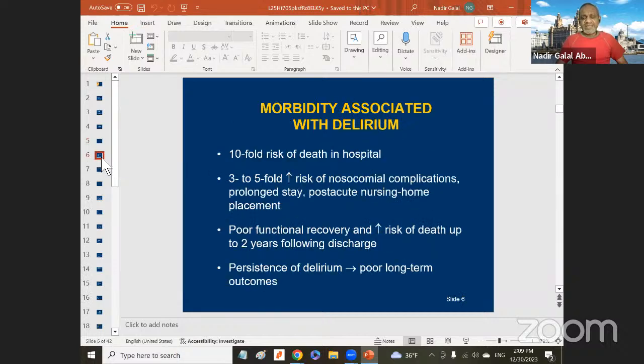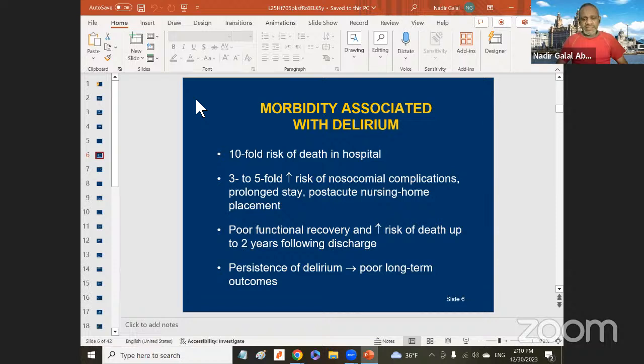So it's important because it has risk related to it. It has a 10-fold risk of death in the hospital when we diagnose delirium. There is a 3 to 4 or 5-fold increase of nosocomial complications. So the stay might be prolonged at the hospital. Post-acute nursing home placement is also a possibility for patients with delirium.